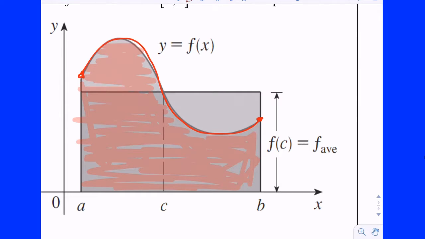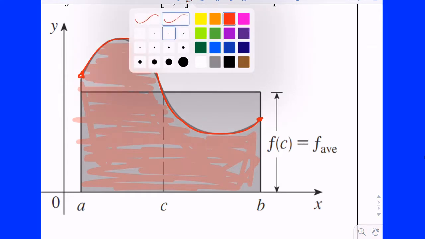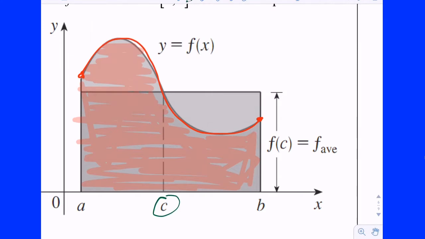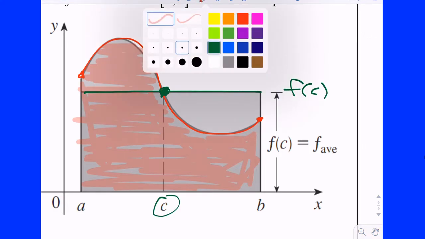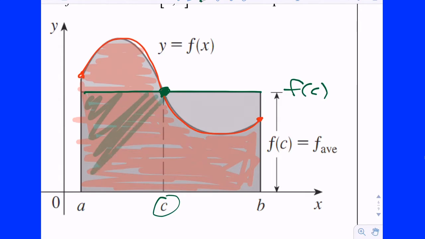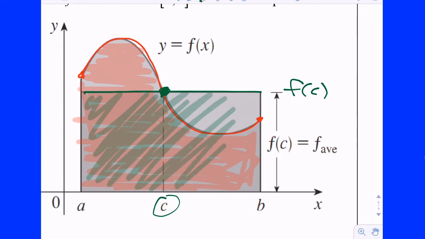So what the theorem tells us is there is going to be an x value, call it x equals c, such that if I go up to the function there, to f of c, and use that as the height of a rectangle all the way across on the same interval, then the area of the rectangle, which I'll highlight in green, is going to be exactly the same as the area under the curve in red.